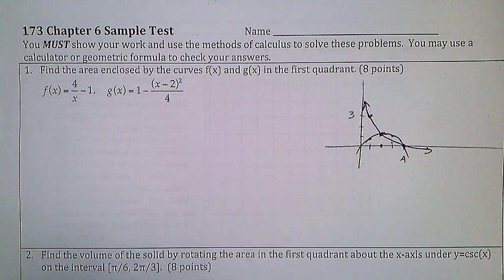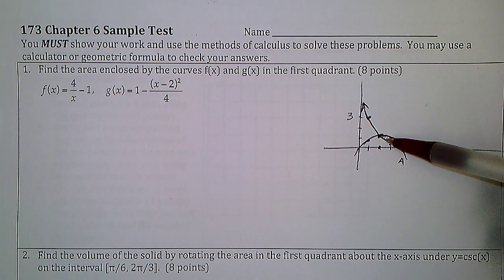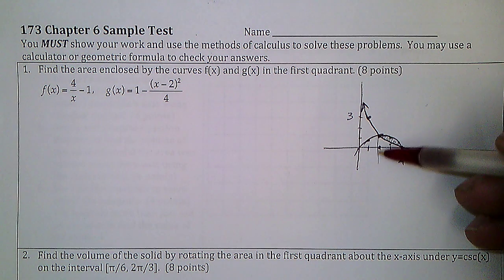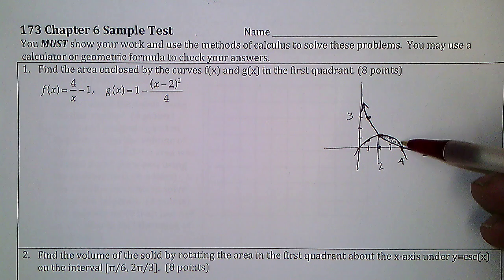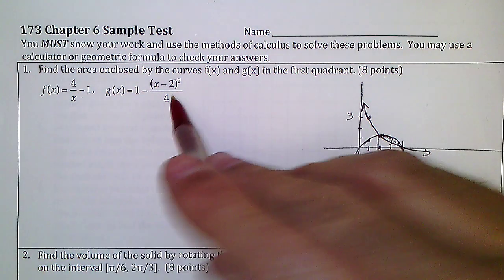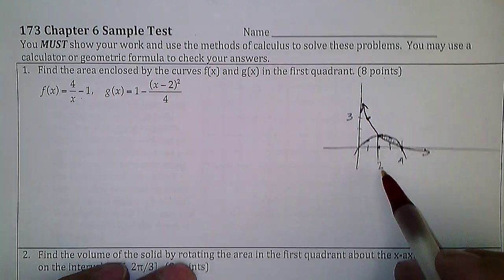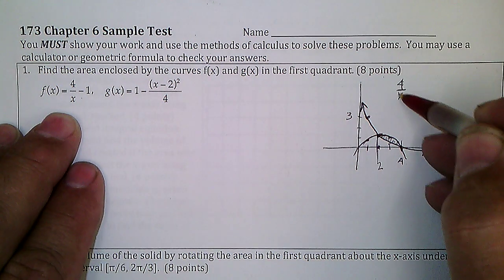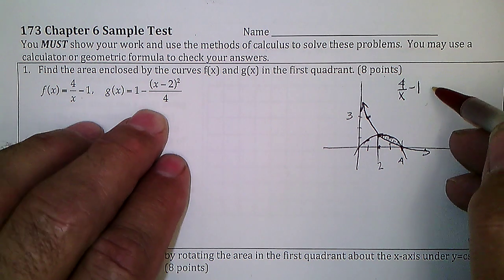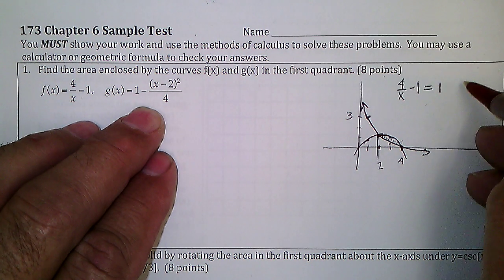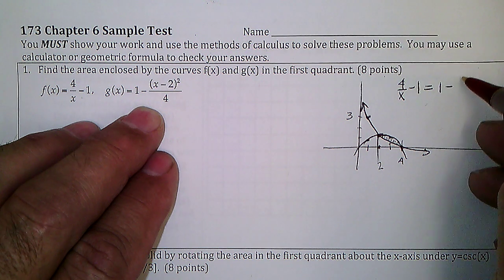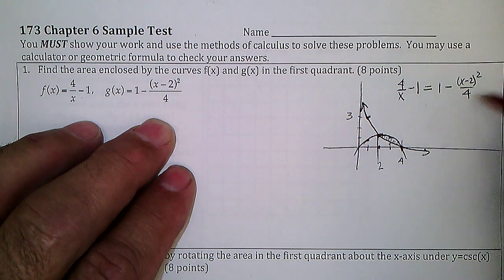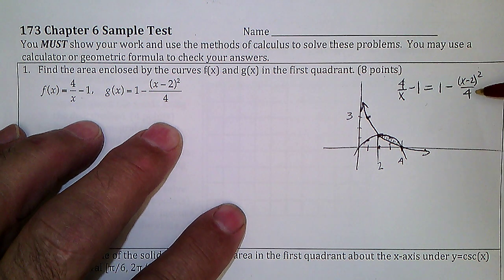Okay. In the first quadrant, these overlap, and that's the area between them. So they meet at 2 and at 4. I could have found that by setting these equal to each other too. Let's do that. 4 over x minus 1 equal to 1 minus x minus 2 squared over 4. This might not be easy to do and may not be the way we want to do this.